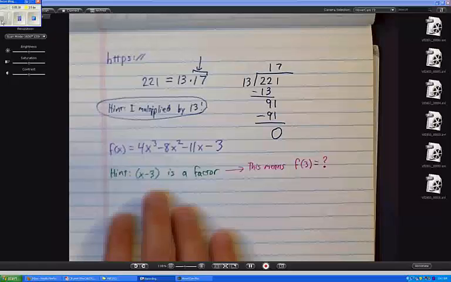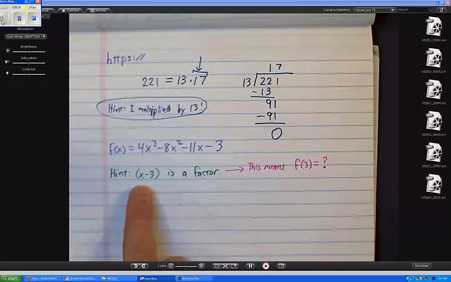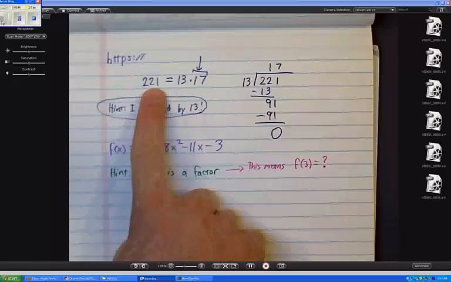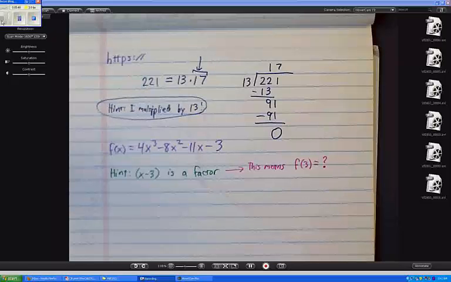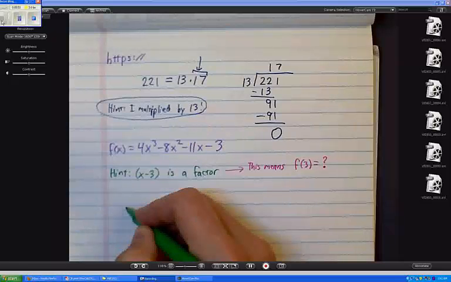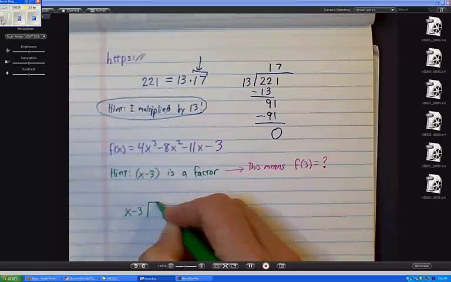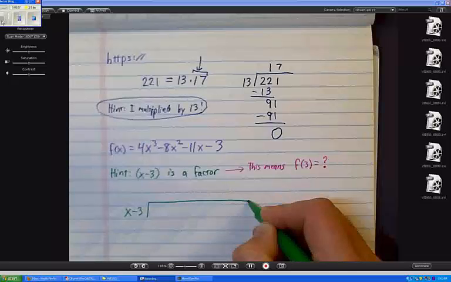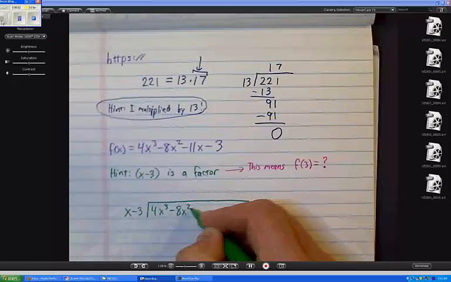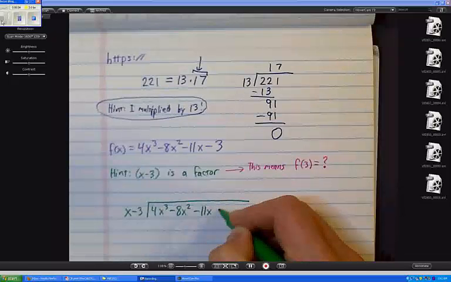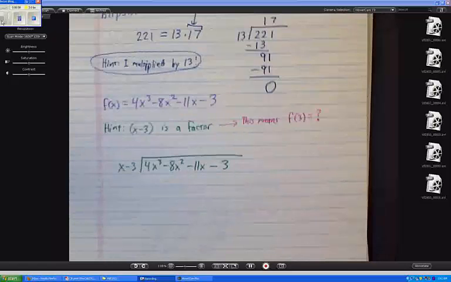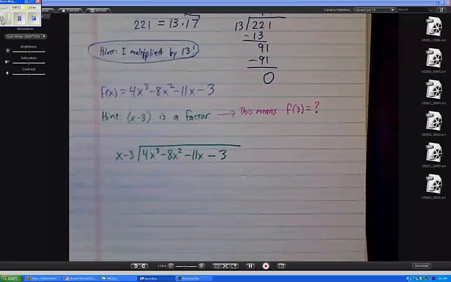So if I know x minus 3 is a factor, just like I knew that 13 was a factor of 221, what can I do? I can do long division. So I don't know, have you guys done this recently? X minus 3 is going to be dividing into 4x to the third minus 8x squared minus 11x minus 3. Wow, we're actually doing, I feel like I'm in 4th grade again, right? At least I did up here.